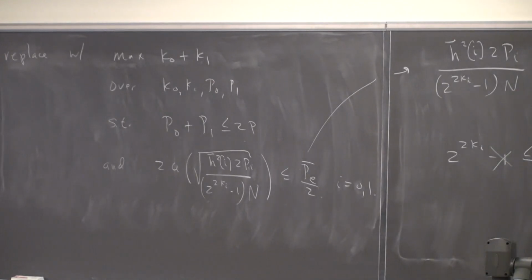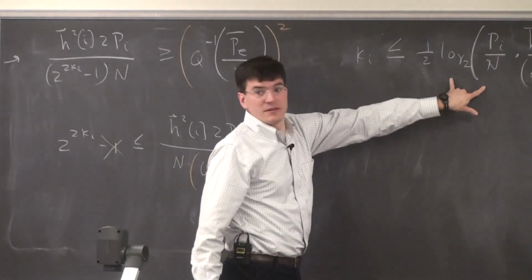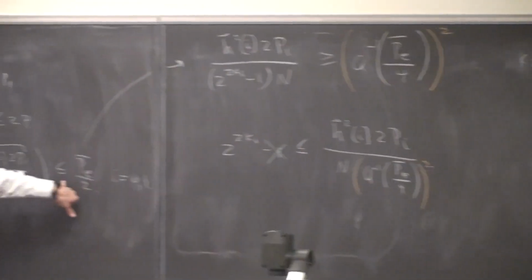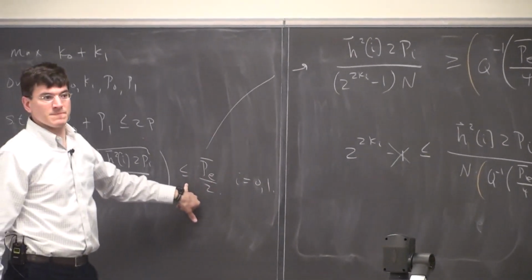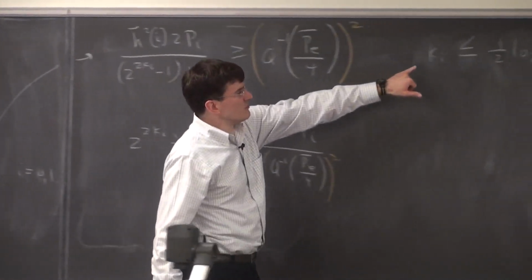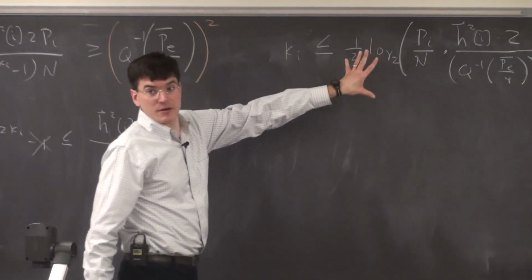Let me just write it like this. Okay, we want to make k0, k1 as big as we can. How high can you go? Well, this is as high as you can go. You go higher than this, and then your error probability constraint is violated here. Okay? So if we're given p0, p1, this is the largest you can make k0 and k1, given by this formula here. Okay?